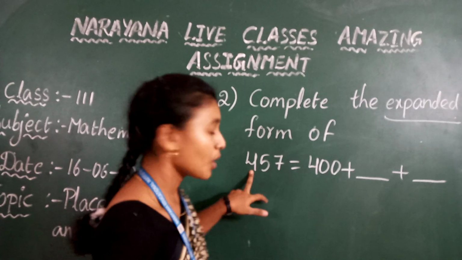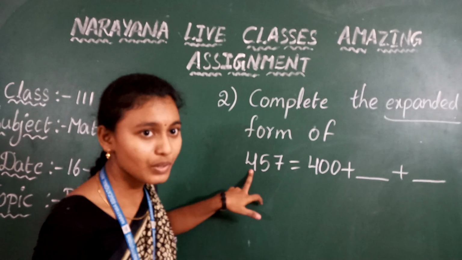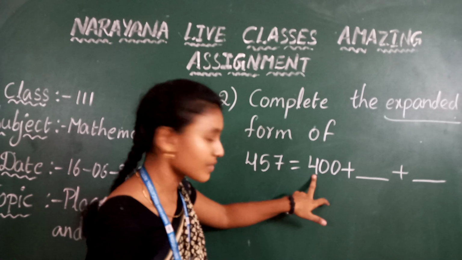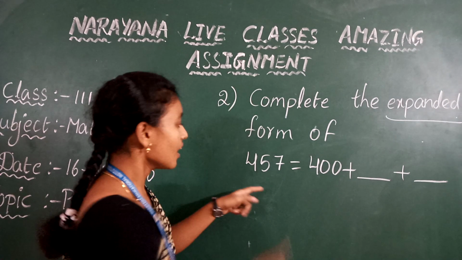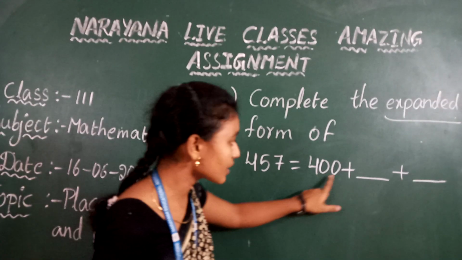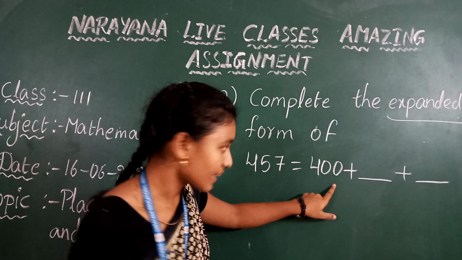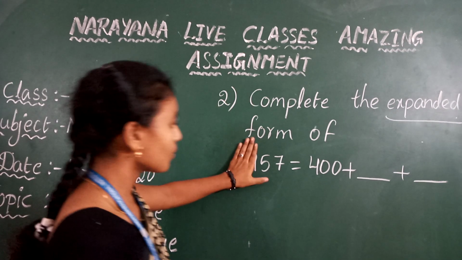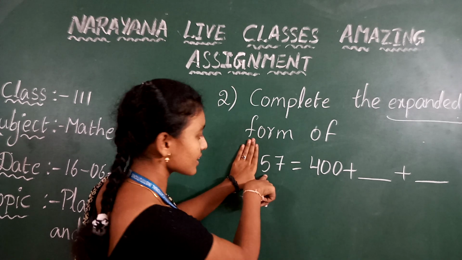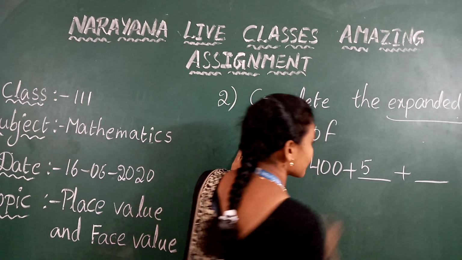Here, how many digits are there? 3 digits are there, right? So the first digit is 4, right? So write 4 first. After that, how many digits are remaining? 2 digits are remaining. So write 2 zeros. Now it would be 400. Next, now close 4. So what is the first digit here? 5. So write 5 first.